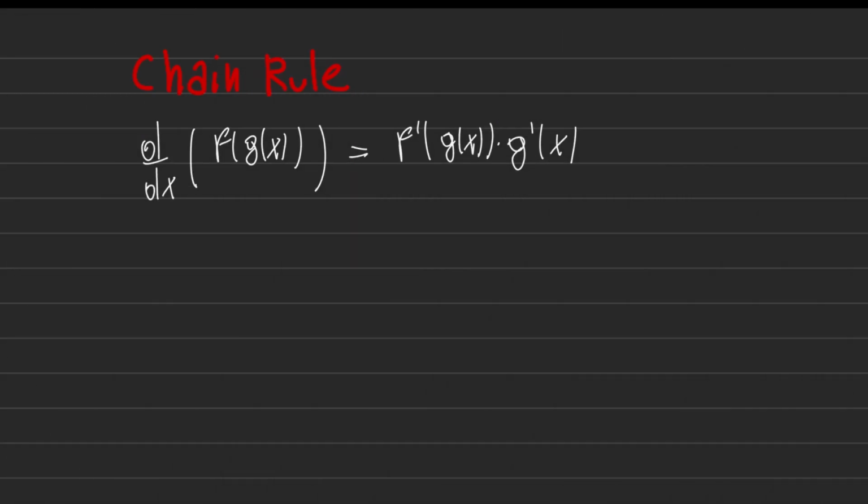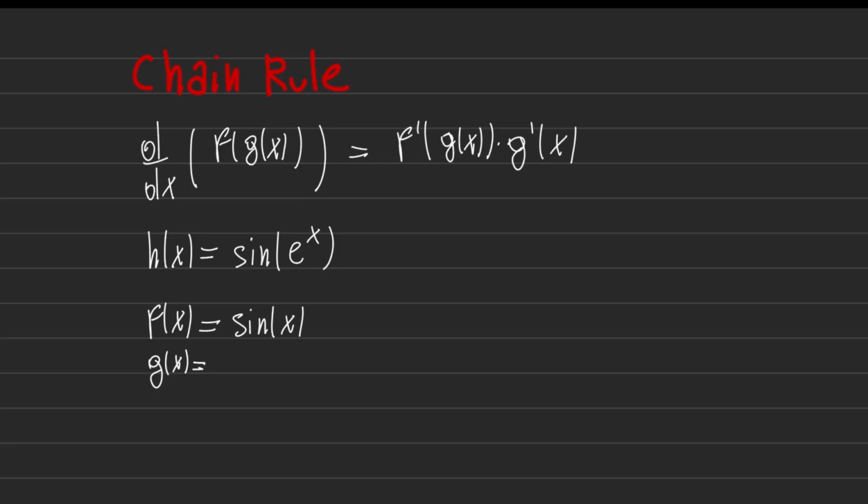As a second application of the chain rule, I want to compute the derivative of h of x equal to the sine of e to the x. As before, let's try to identify f and g. In this case, f of x is going to be equal to the sine of x, and g of x is going to be equal to e to the x.